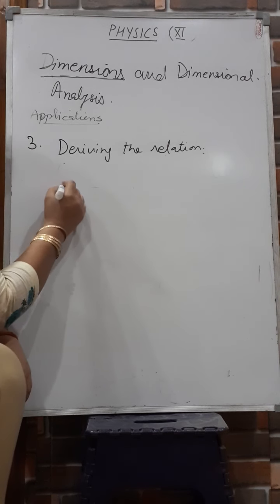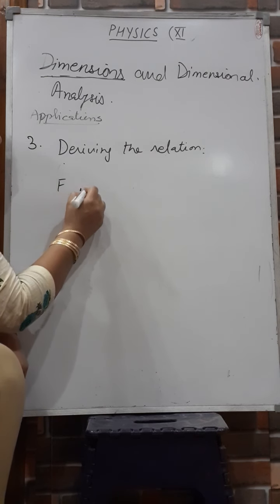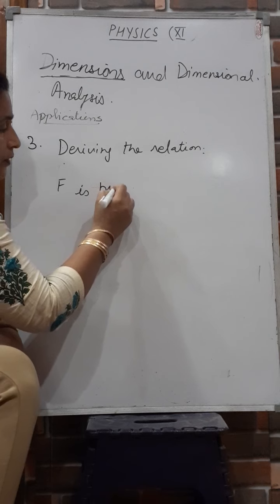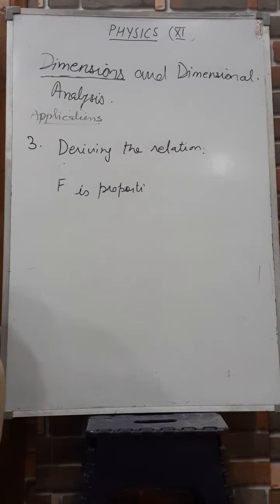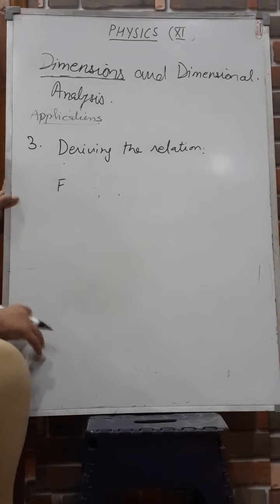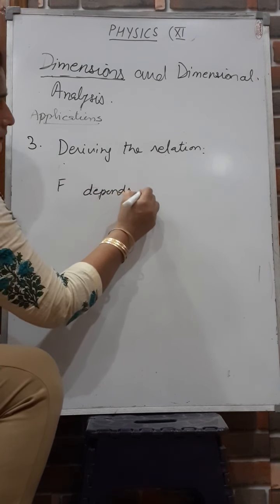For example, let's say the force is proportional to, how it is proportional is not given, or you can say force depends upon mass, velocity and radius of circular path.